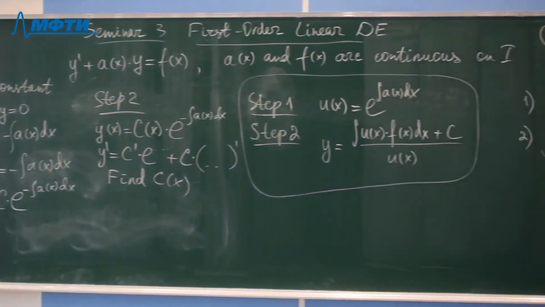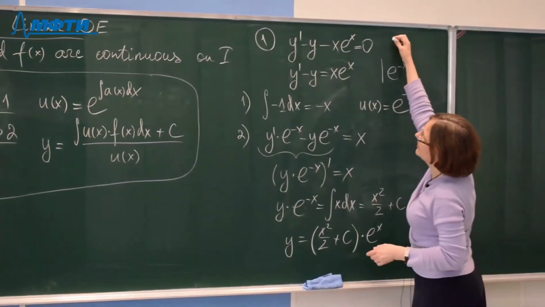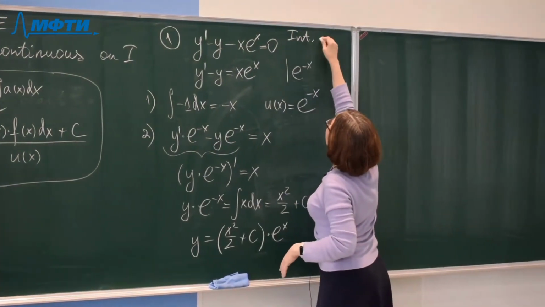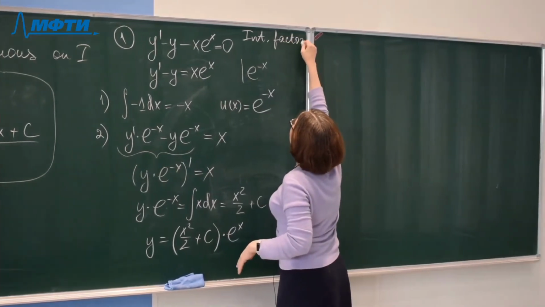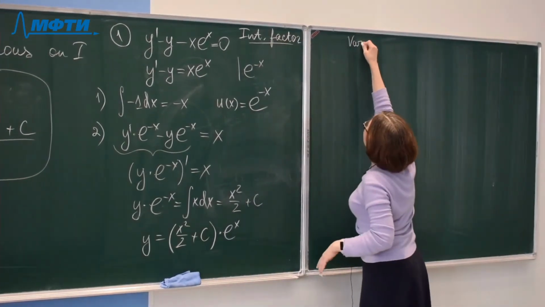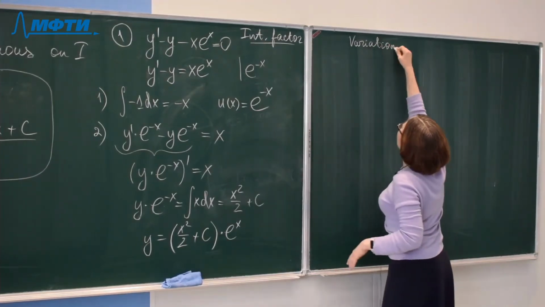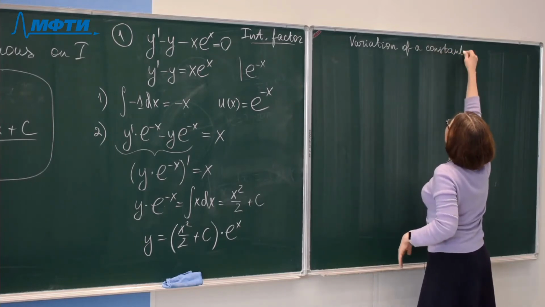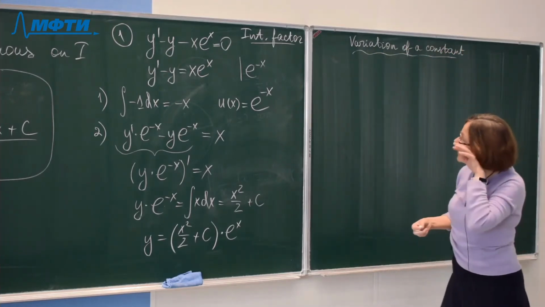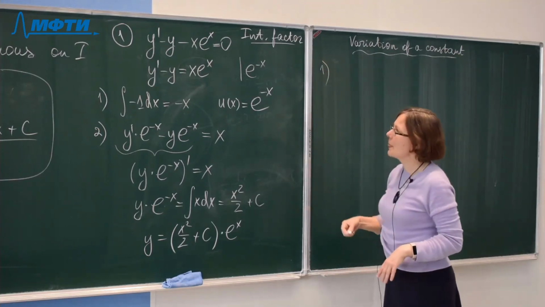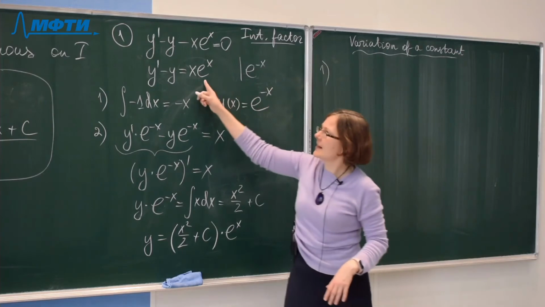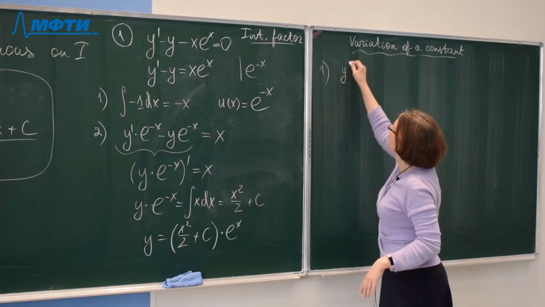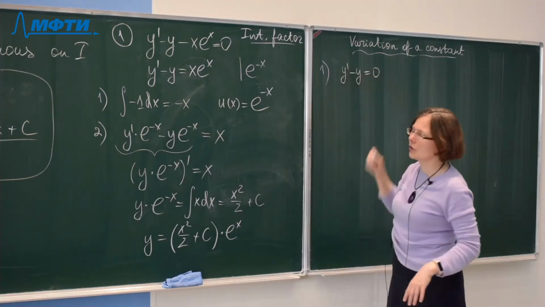So method number 2. So this was the integrating factor, and this is the variation of a constant. So step number 1, this is the standard form, and we should write the homogeneous equation y prime minus y equals 0 and solve it.